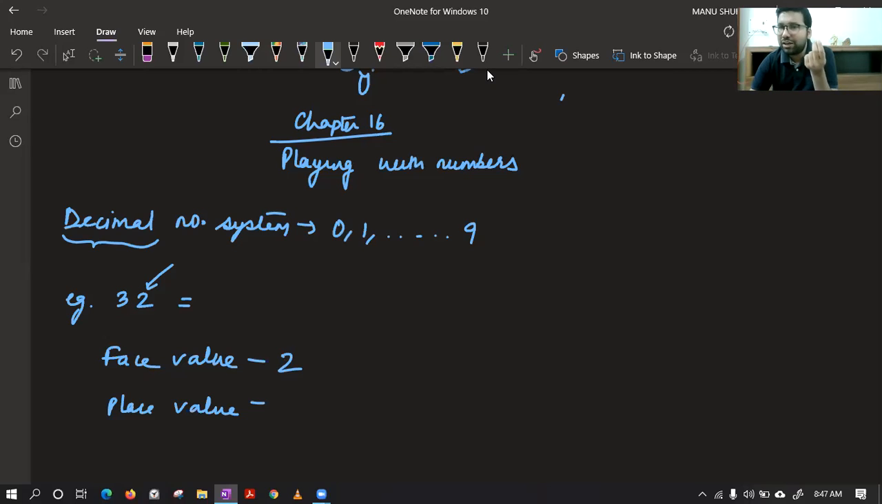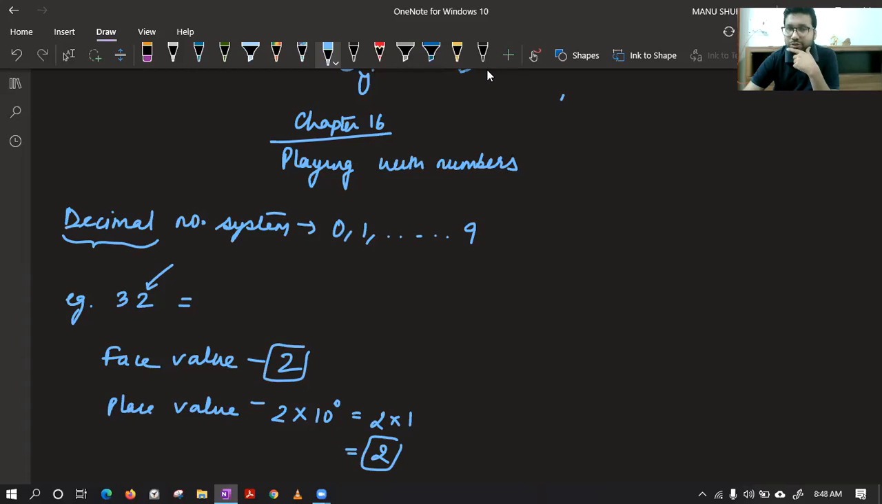What is the place value of 2? That will be 2 into 10 power 0. That is 2 into 1 only. Answer is 2. So in this case, the place value and the face value are exactly the same.